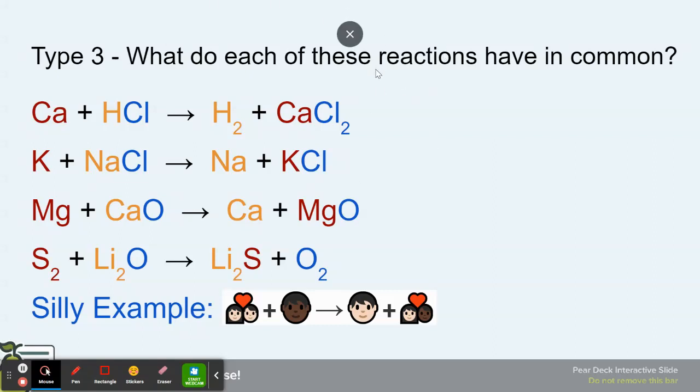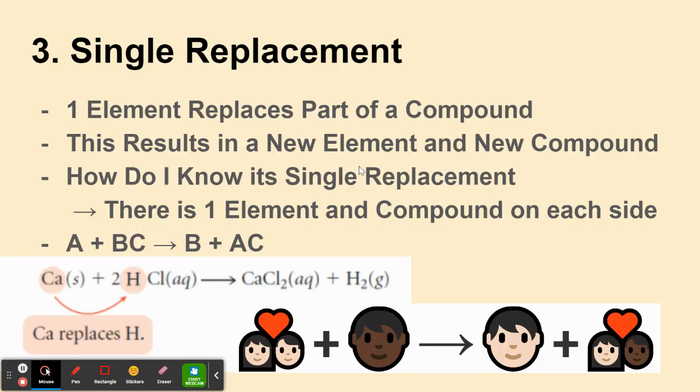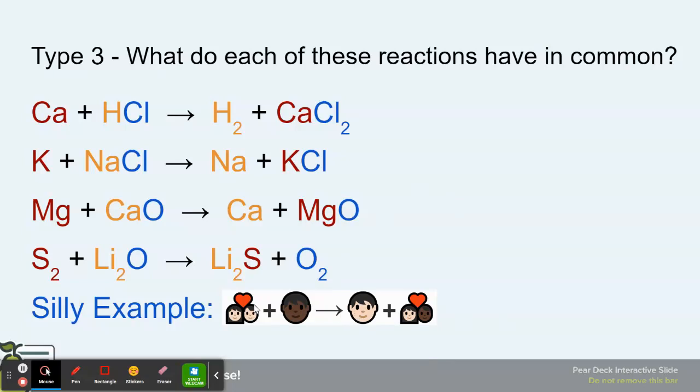Okay. Now, when we look at this one, this is called a single replacement reaction. And I want you to think about it kind of like if you were in a relationship and someone came in and stole your partner. Now, here's what happens: you have two people together and one person that's alone, and then you end up with someone else who's alone and a new couple.